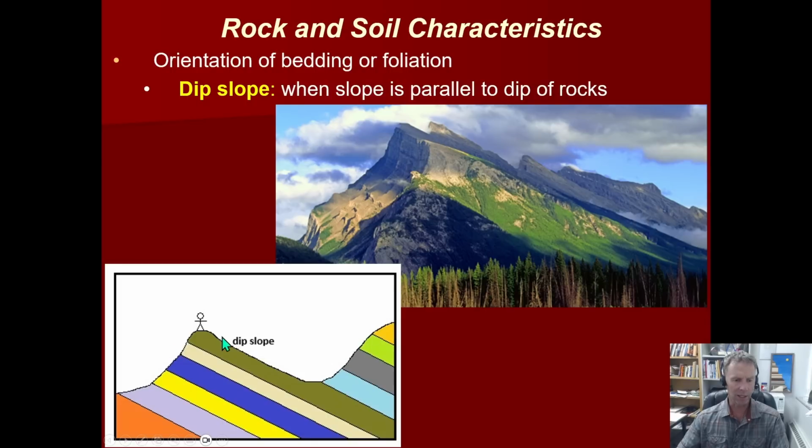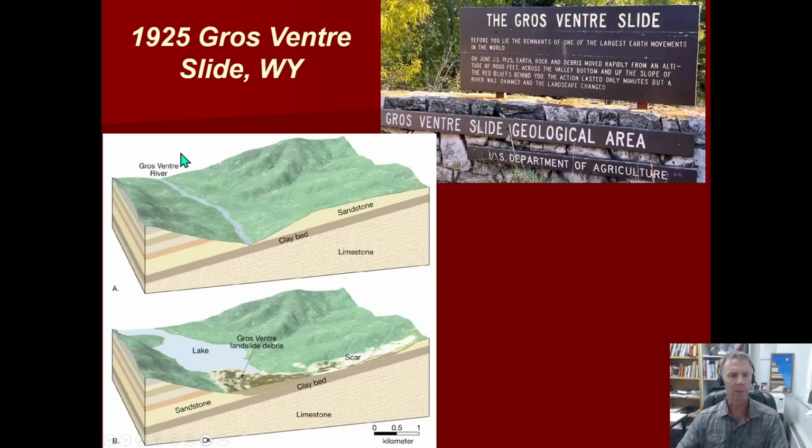So we'd expect this slope here to potentially be problematic, depending on specific things about the climate, what the rock layers are made out of, and some other factors. But this would be something to be a little bit concerned about if you're ever looking at property or any sort of location that's on a dip slope. And then up here, this is from the Canadian Rockies, but you can see these layers dipping to the right here. So this slope on that side of the mountain would also be a dip slope.